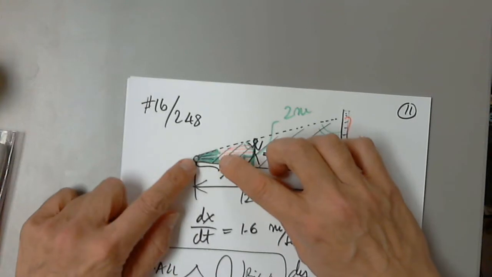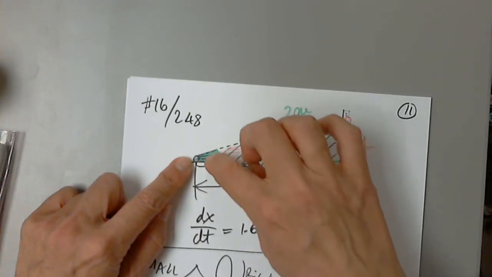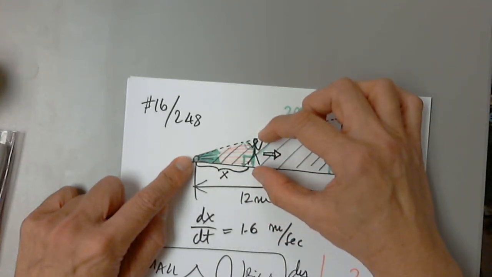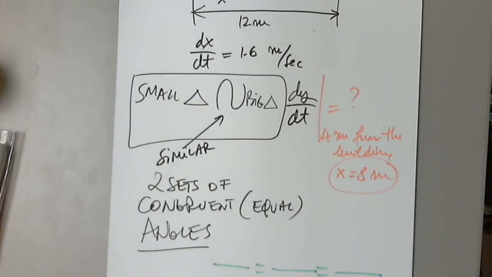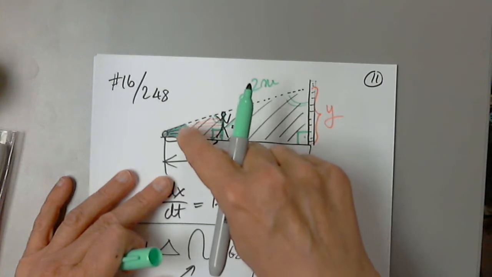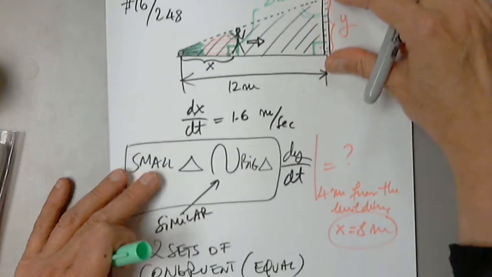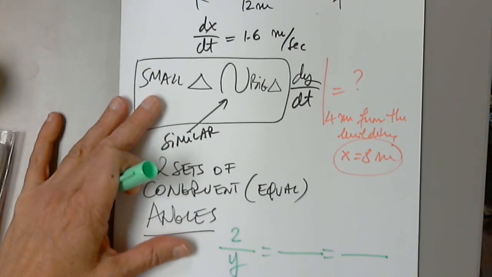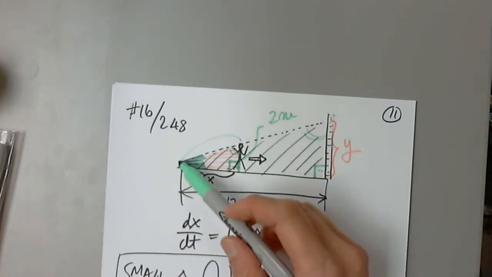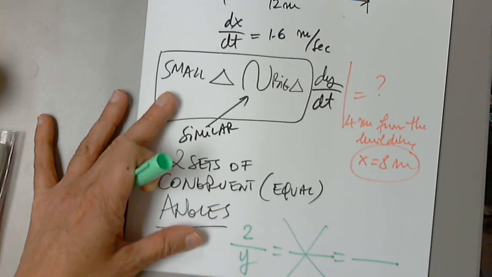So let's start with a common angle from the small triangle. What is the opposite side of the common angle in the small triangle? 2. So 2 goes to the top. Same angle. What is the opposite side of this angle in the big triangle? Y. There is no point in using this angle because I don't know anything about this and I don't know anything about that, so this is not useful.